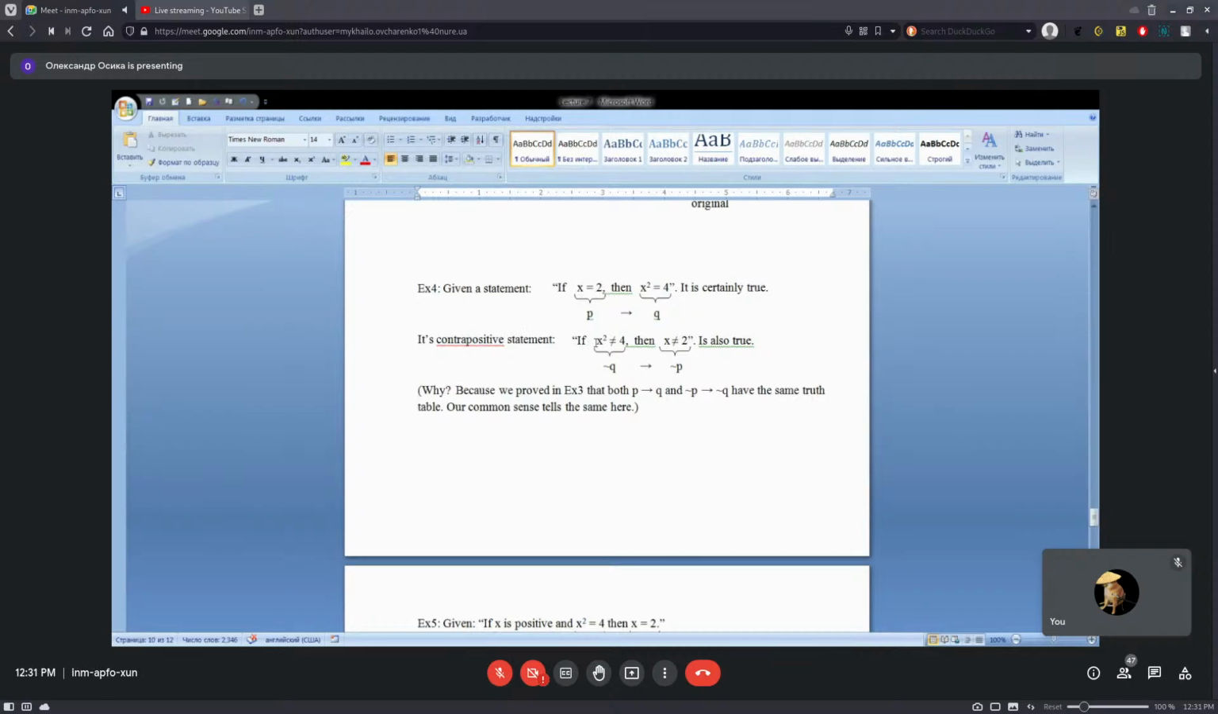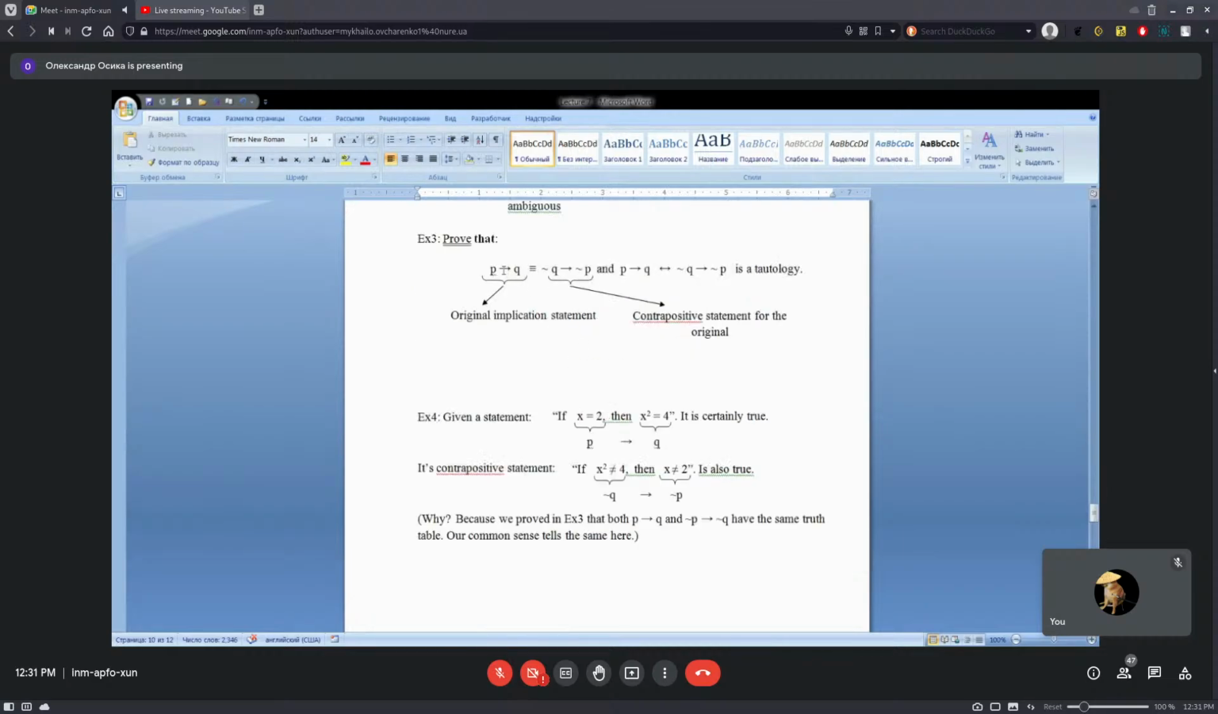Well, which is not that evident. If x squared not equal to 4, then x not equal to 2 is also true. Why? Because we proved in exercise 3 that these two formulas are equivalent. That's why, if this is true, then this contrapositive statement made by this pattern is also true.